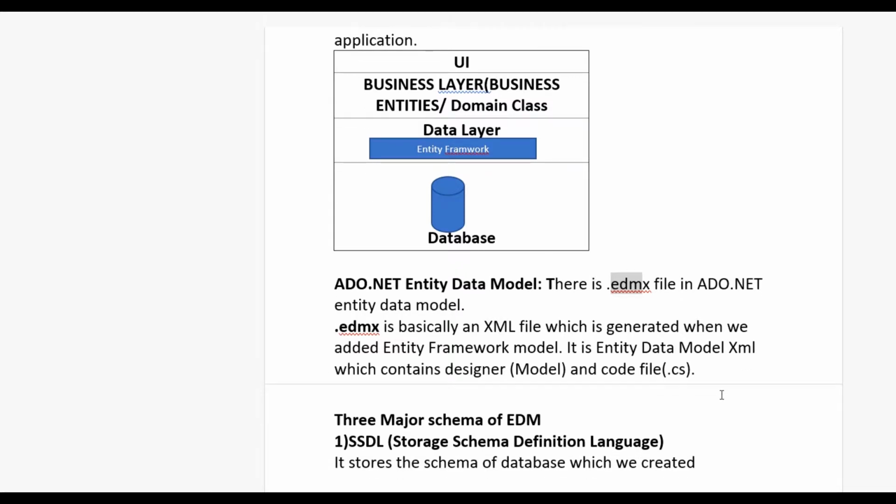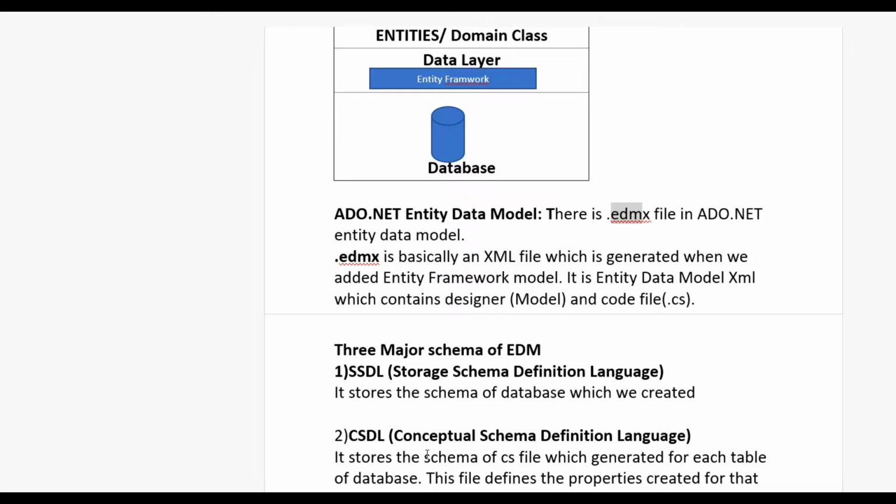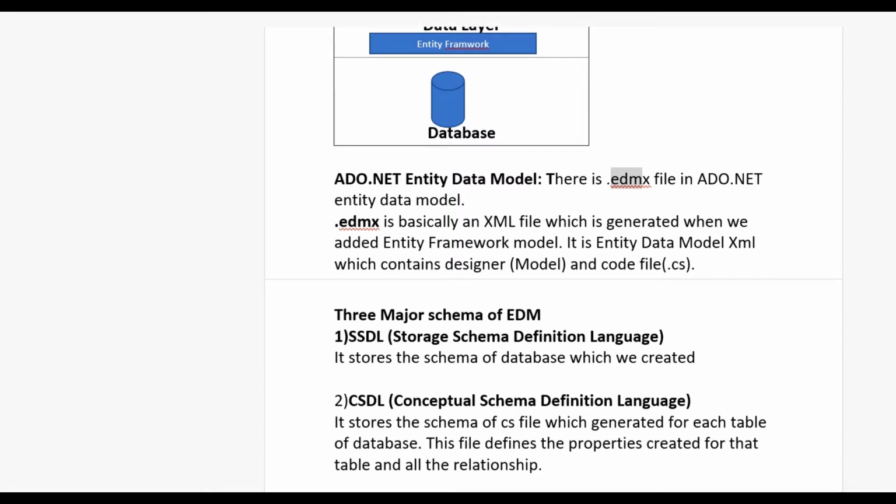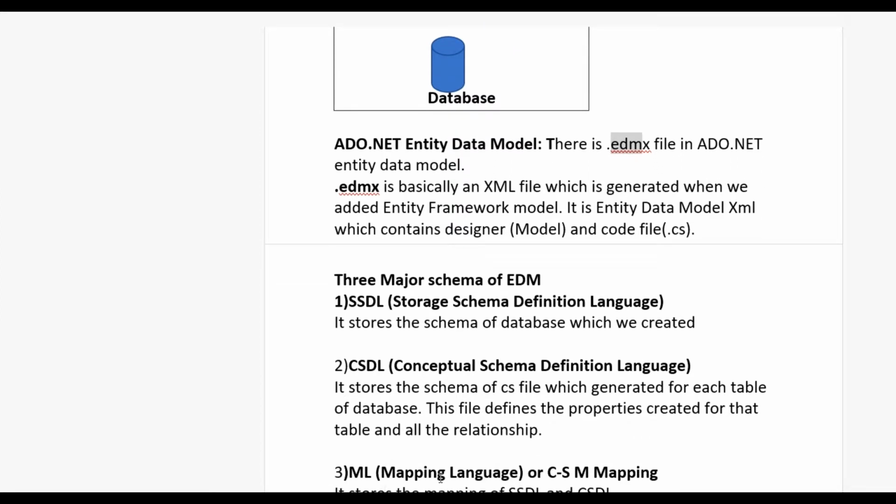There are three major schemas of EDM. SSDL, storage schema definition language. It stores the schema of the database. CSDL, conceptual schema definition language. It stores the schema of the CS file which is generated for each table of the database. This file defines the properties created for that table and all their relationships. Third one, MSL, mapping language, or C-S mapping. It stores the mapping of SSDL and CSDL.